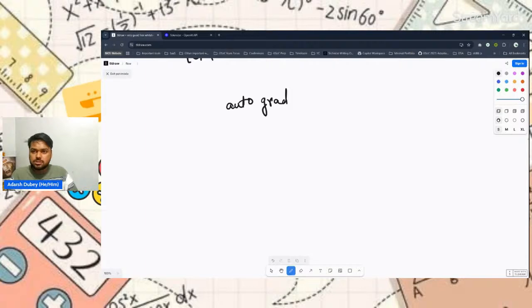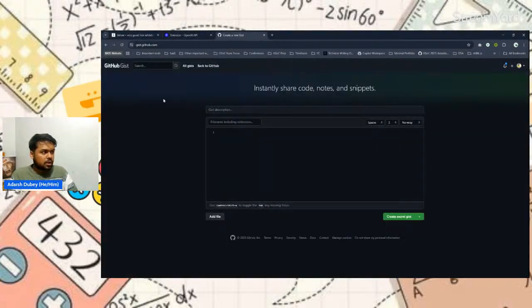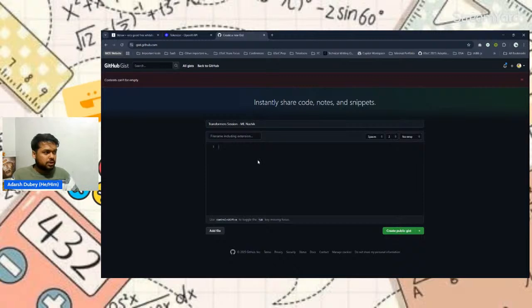What I'll do now is create this gist. I'll give it the heading of transformers, and I'll include all the relevant information you'll need. So for now, let me just create an empty one.